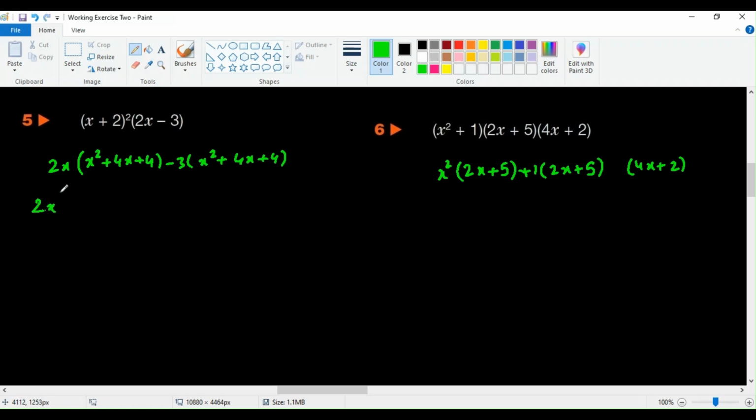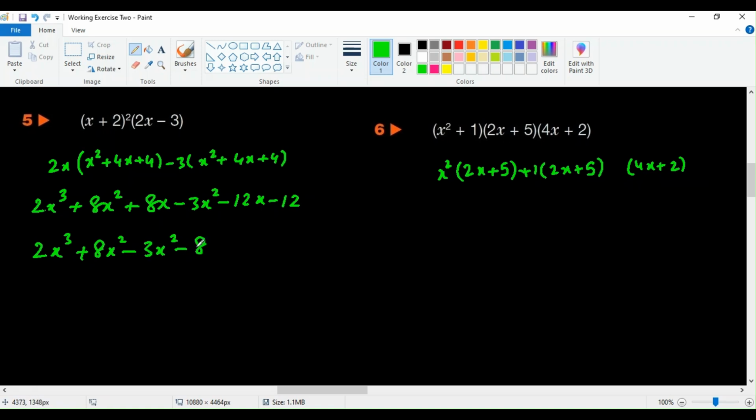We get 2x cubed and plus 8x squared and plus 8x. Now we come to this one. Minus 3 is going to multiply by x squared to give us minus 3x squared, and minus plus is a minus, 4 times 3 is a 12x, and minus plus is a minus, 3 times 4 is a 12. So this gives us, keeping the like terms together, 8x squared and minus 3x squared come together, and plus 8x and minus 12x come together, gives you minus 12.